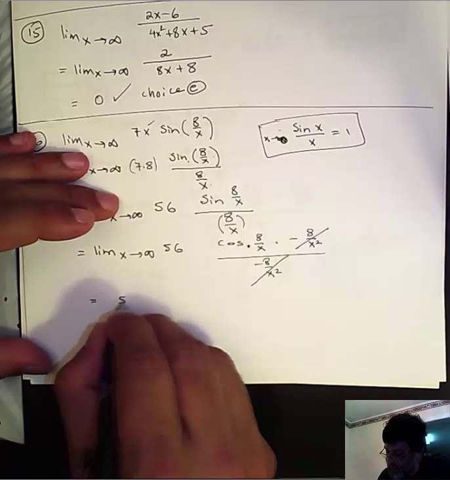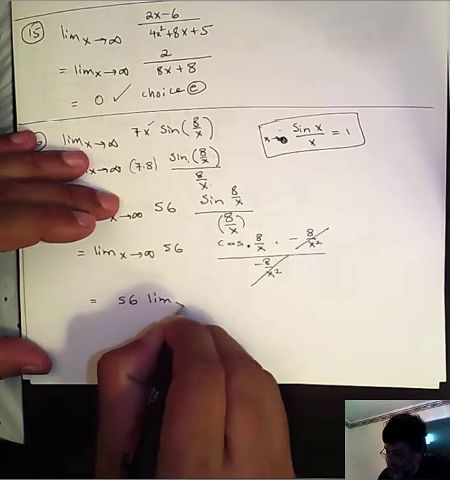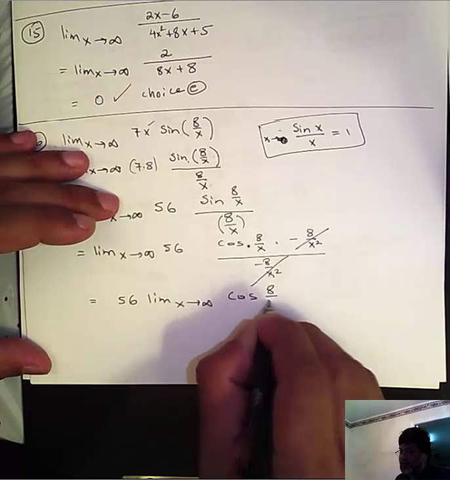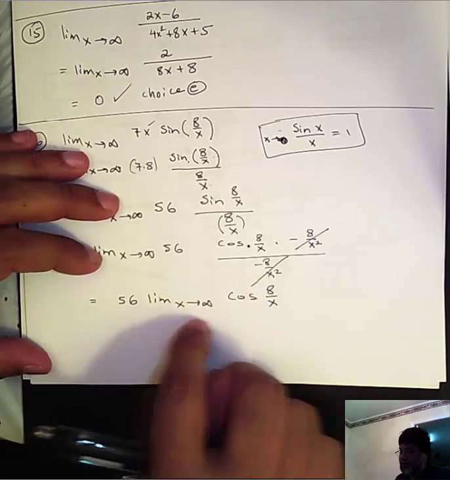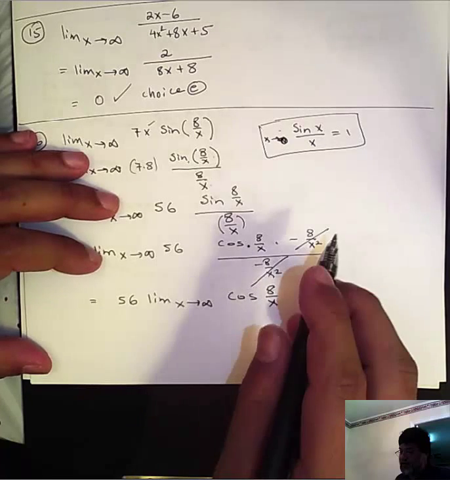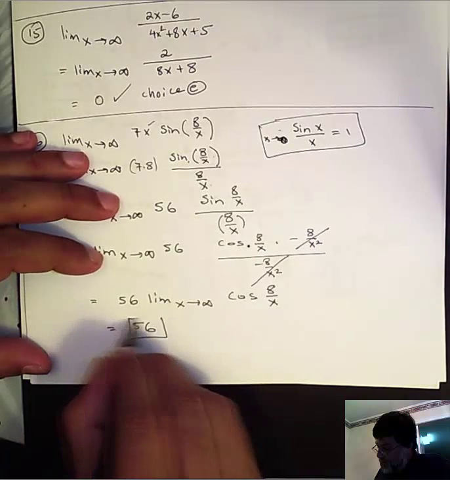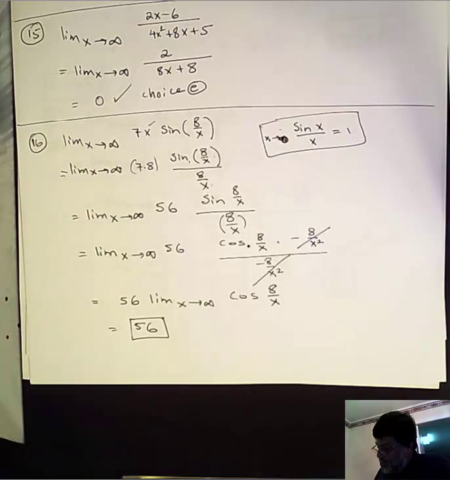Now we can bring the 56 out because it's a constant. Now we have 56 times cosine of 8 over x. Now if we plug in infinity, we get 8 over infinity, or 0. What is cosine of 0? 1. That's 56, which was B.